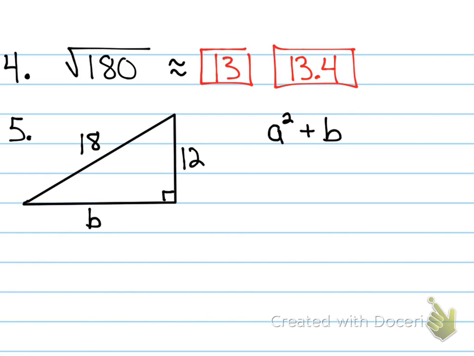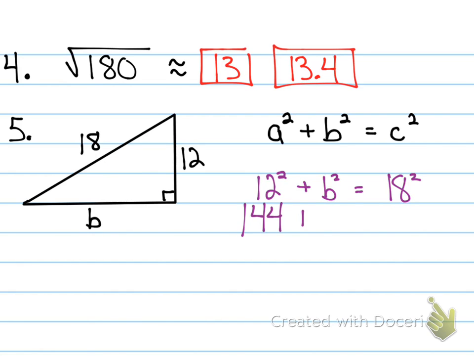Okay, so we have a squared plus b squared equals c squared. What is my a value? 144, or 12 squared, equals 18 squared. The 18 is the hypotenuse. It's across from the right angle. It's got to go in for c. If you don't plug it in for c, it's going to be the wrong answer.